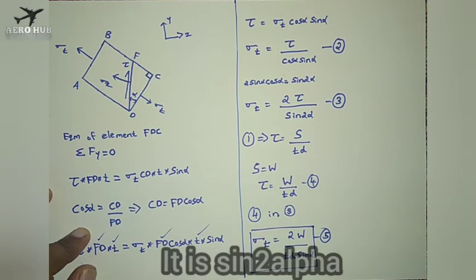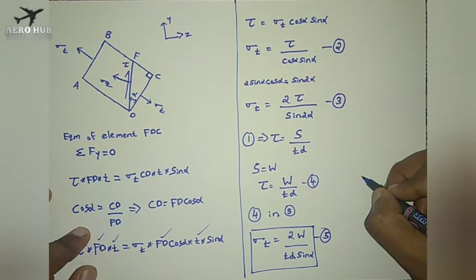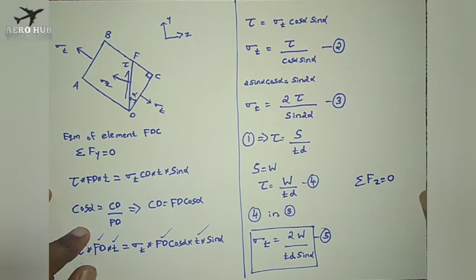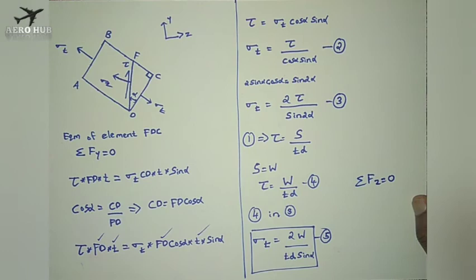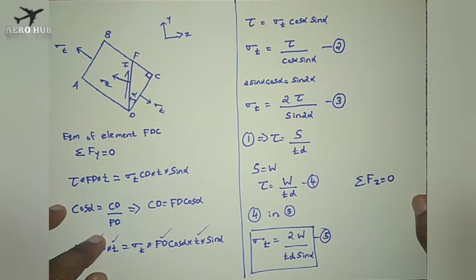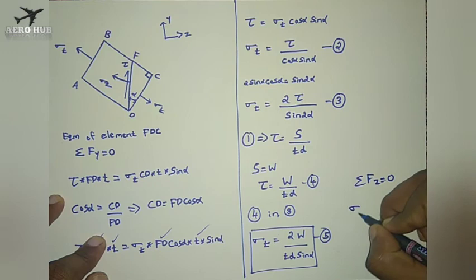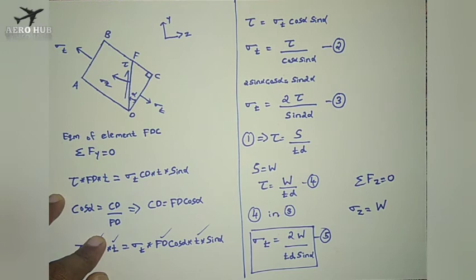Equation number 5. Okay. Now we will take the equilibrium along z direction, that is summation of F z is equal to 0. When you take summation of F z is equal to 0, you have to follow the same step. Summation of z direction is in this direction. So sigma z into FD into t is equal to sigma T CD into cos alpha. Okay, not sine alpha, cos alpha. So finally, after simplifying, I'll be getting an equation sigma z is equal to W by td tan alpha. Okay, this is equation number 6.